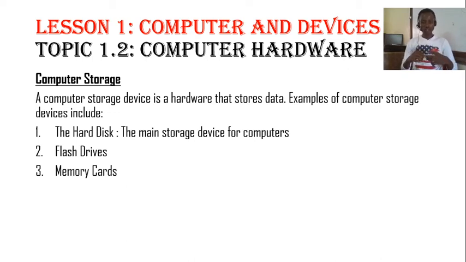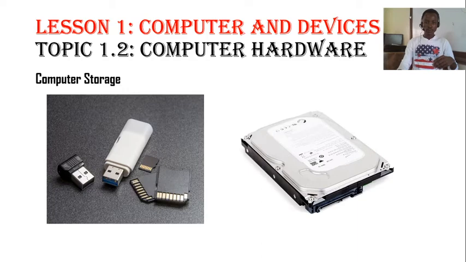We have the flash drives also, or the flash disks. Some people call them thumb drives. These are devices that we use to store data or information. Apart from that, we also have memory cards as storage devices for the computer. Now this is the image of a thumb drive, the first image here. This one is also a flash drive. These two are flash drives.